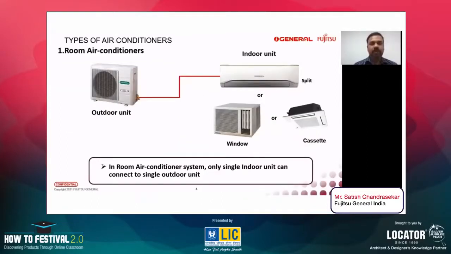So what are the major different types of air conditioners? We'll go through them one by one. The first one is a room air conditioner, which is what we see normally in most of our houses and offices, either as a split air conditioner or a window air conditioner. A window unit is a single unit. In terms of a split or inverter air conditioner, there is an indoor unit connected to an outdoor unit. There is a single indoor unit and a single outdoor unit, connected to each other. So this is a room air conditioner.